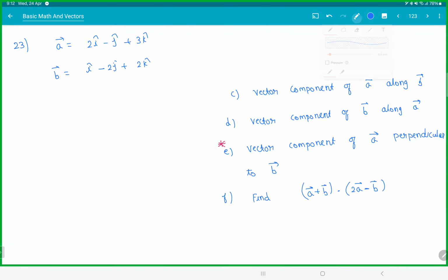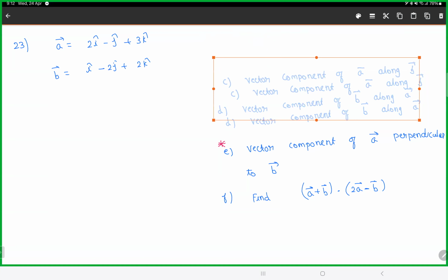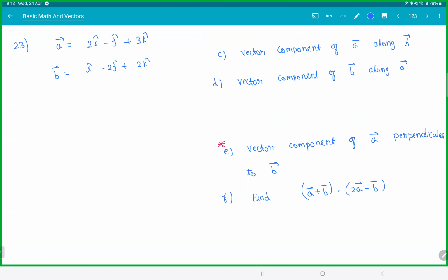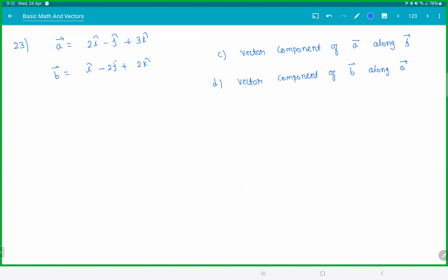Vector component of A bar along B bar. Always think of it like this: A bar is a vector, and you want it along B bar. So I'm asking you A's shadow, which is A cos theta, in which direction? B's direction. Think of it like that in case you forgot. And what is A cos theta? I know A bar dot B bar is A B cos theta, so A cos theta will be A bar dot B bar divided by B. In case you forgot, you can derive the formula, so you don't need to learn anything by heart.